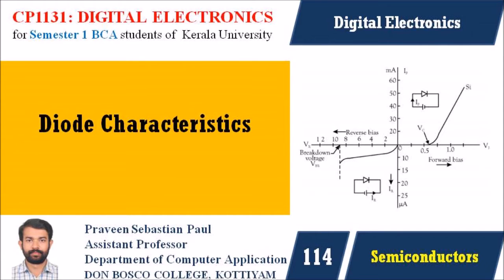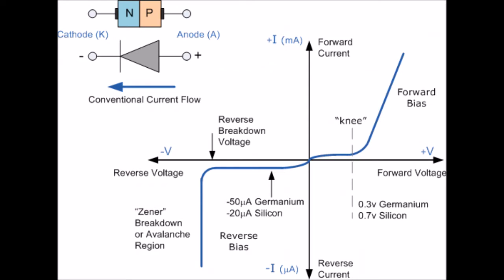In this lecture, we are discussing the characteristic of a diode. This figure shows the static voltage current characteristic for a low power PN junction diode. We can see two types of characteristic, the forward biasing characteristic as well as the reverse biasing characteristic. And we are discussing each of them. Firstly, we are going to discuss the forward characteristic of a diode.